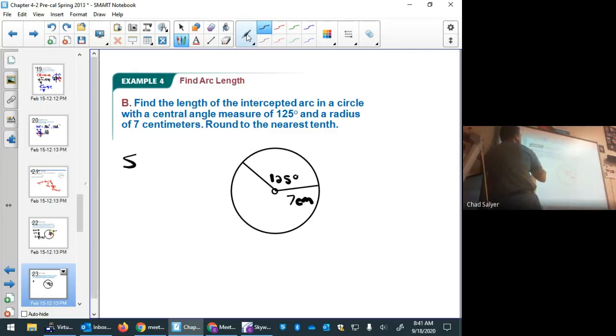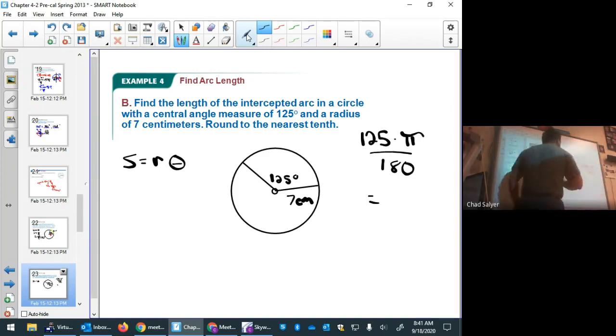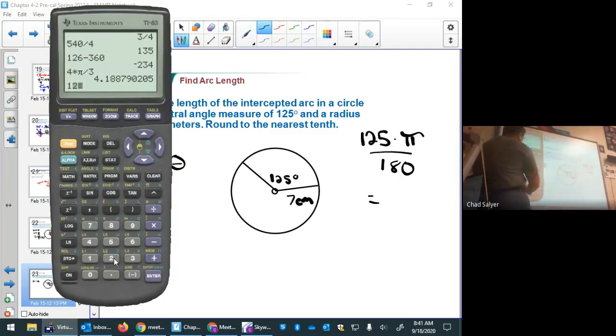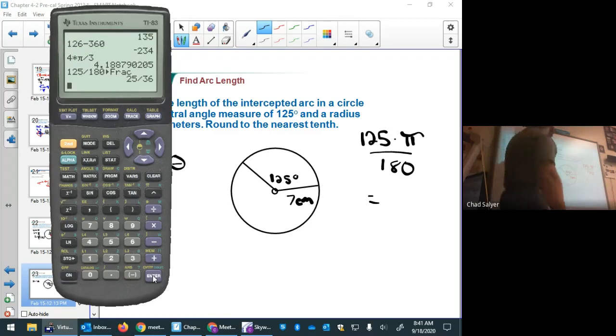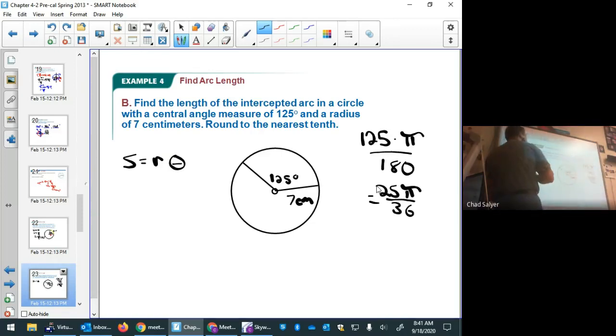And then I have S equals R theta. So, Colin, why can't I just plug in 125 for theta? Indeed, it must instead be in radians. So we've got to convert 125 to radians first. So 125 times pi over 180. If I reduce that fully, 125 divided by 180, that's 25 pi over 36, the fully reduced version of that angle in radians.